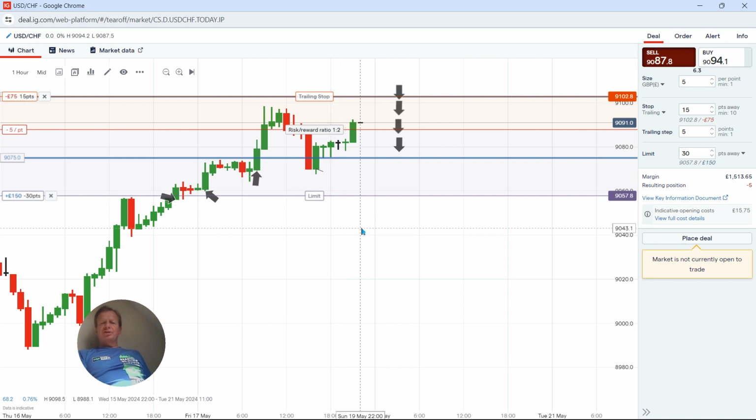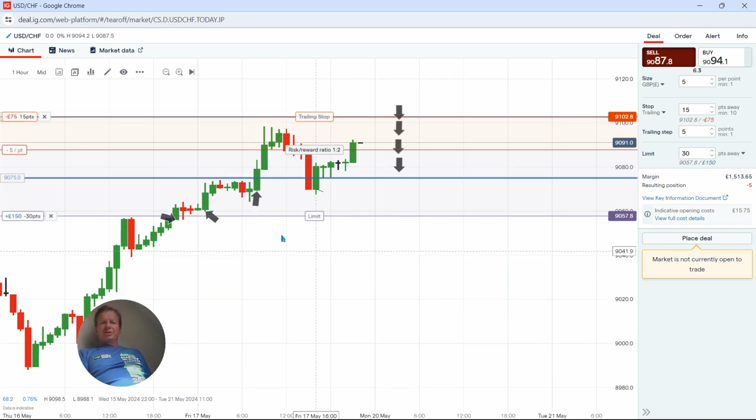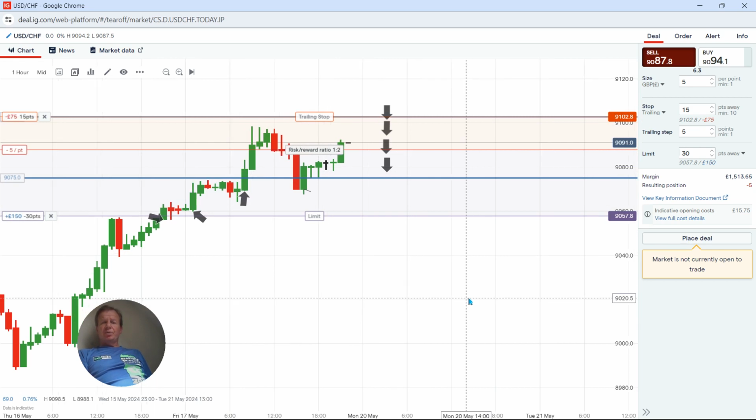Obviously there are pros and cons of the trailing stop. If your stop is too close to the price, then you risk being stopped out. If it's too far away, then you're going to get losses that you could have avoided. So those are the ways you can do it. You can either have a trailing stop or a normal stop.